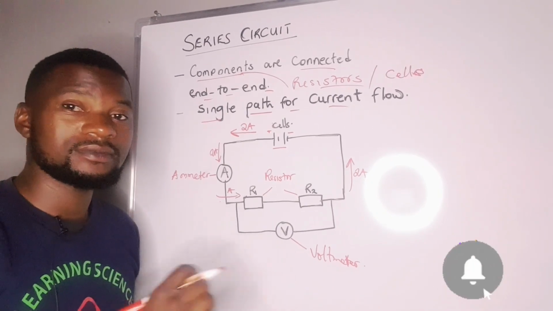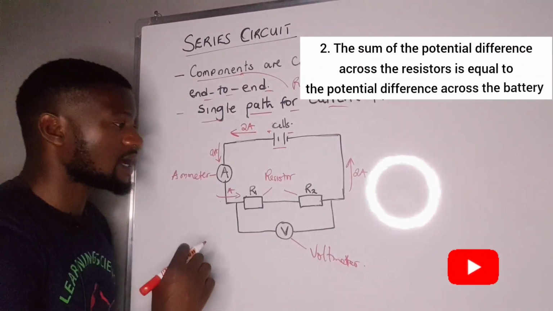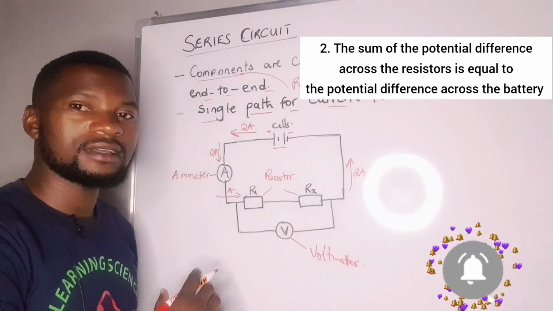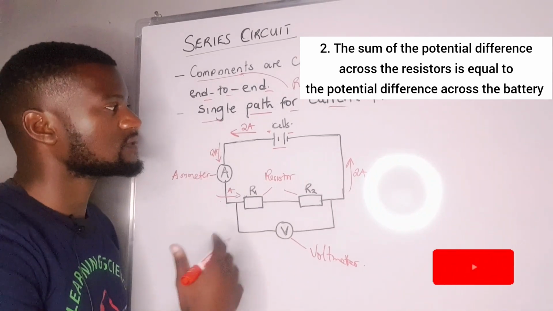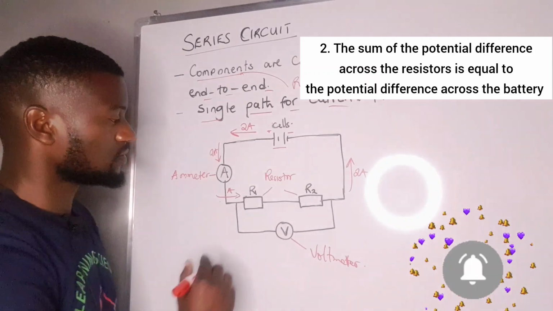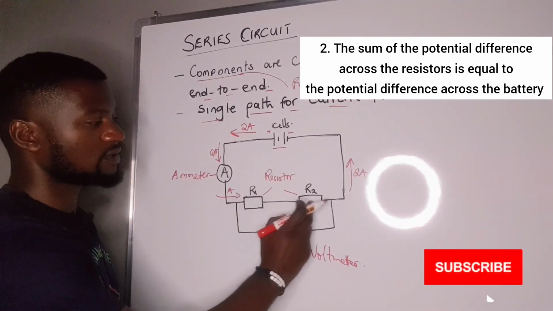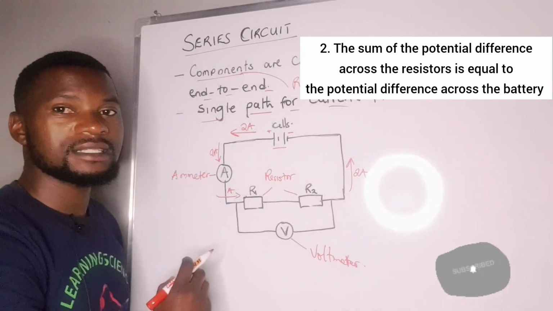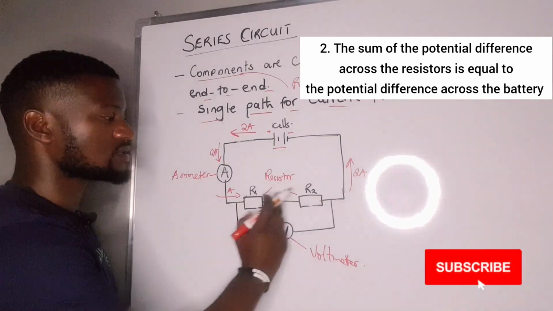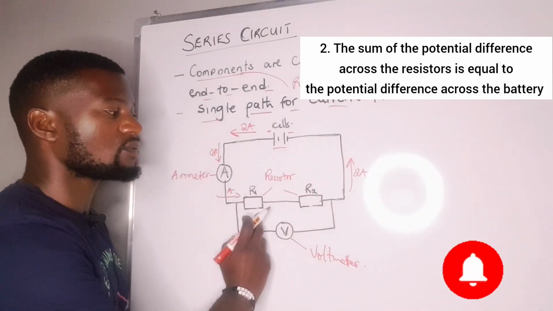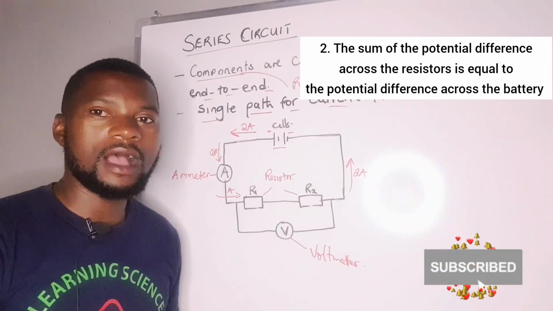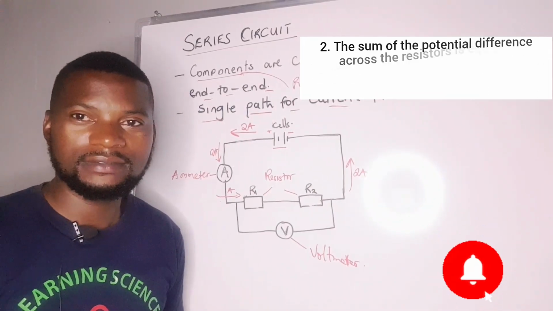The second rule is that the sum of the potential differences across the resistors is the same as the potential difference provided by the batteries. Here we have 2 resistors, so when we add the potential difference across these 2 resistors, we are going to have a value equal to the potential difference across the battery.